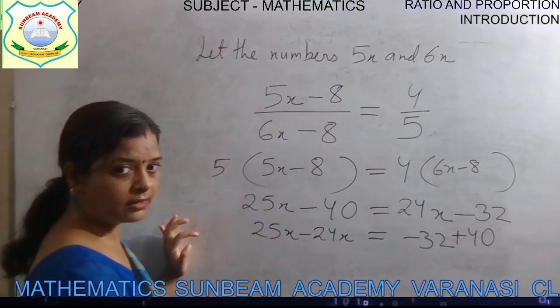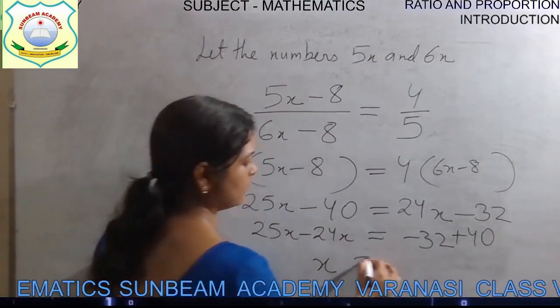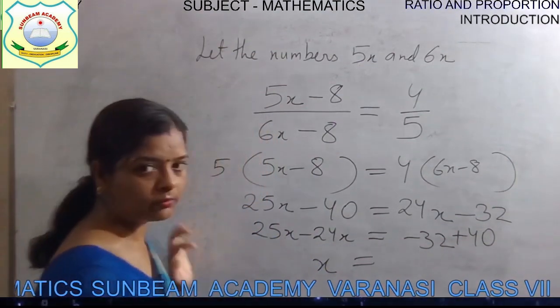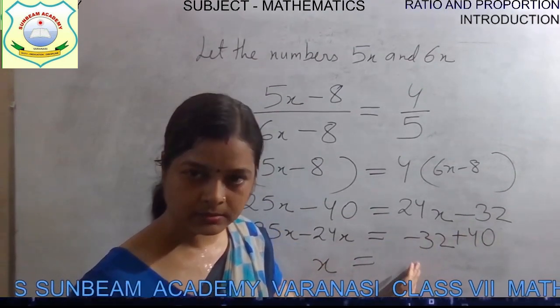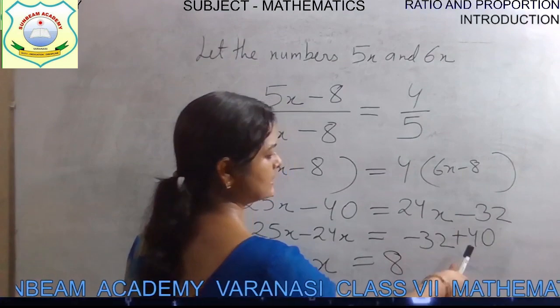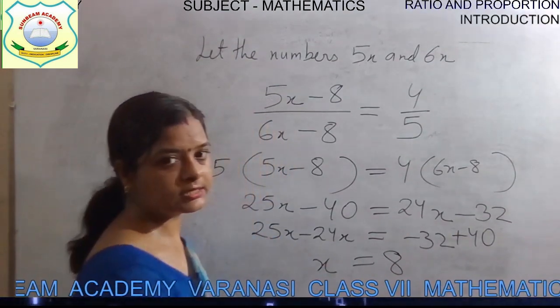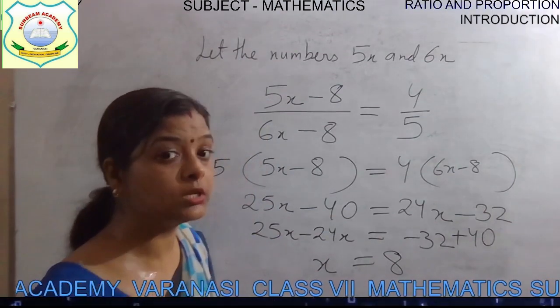How much is left, children? 25 minus 24, x is left. That is equal to, now subtract it. One is a bigger number, one is positive, one is negative. You will subtract it. So let's subtract. You will get 8 and the sign of the bigger number. So what is the value of x? 8. But the question is not asking what x is.